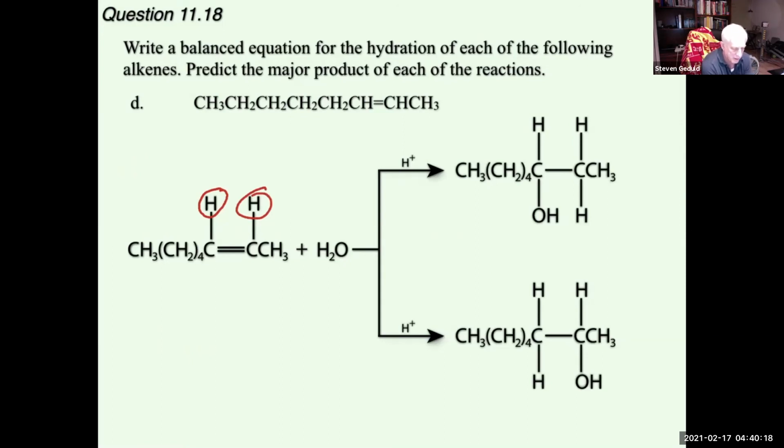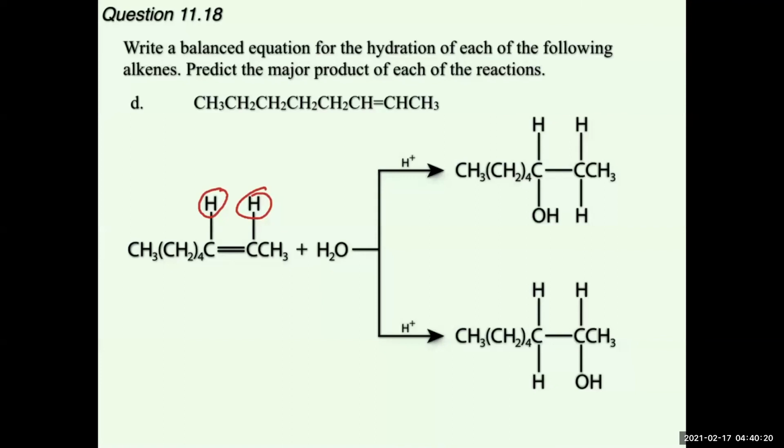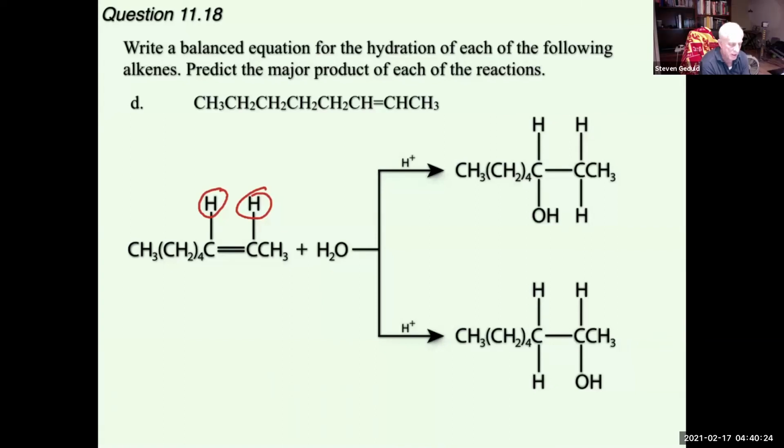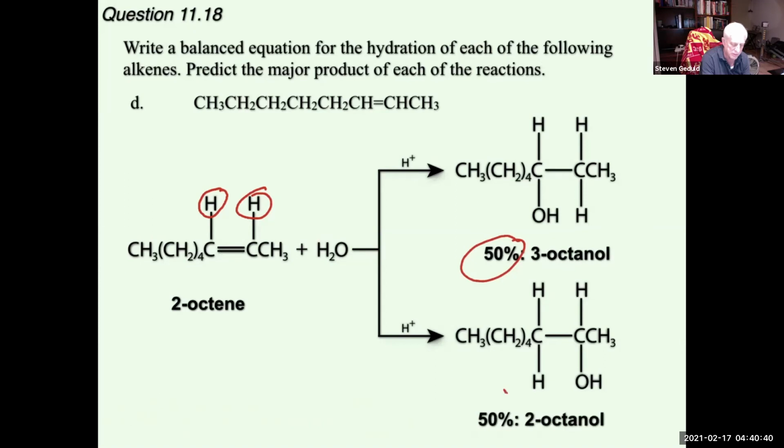What does it have to be here? 50-50. It has to be 50-50. Perfect. Has to be, right? Because there's only 1 hydrogen attached on both carbons of the double bond, so it doesn't matter which one it attaches to. Okay? It's going to be 50-50. And that's just 2-octene, and it's 50% 3-octanol, 50% 2-octanol.